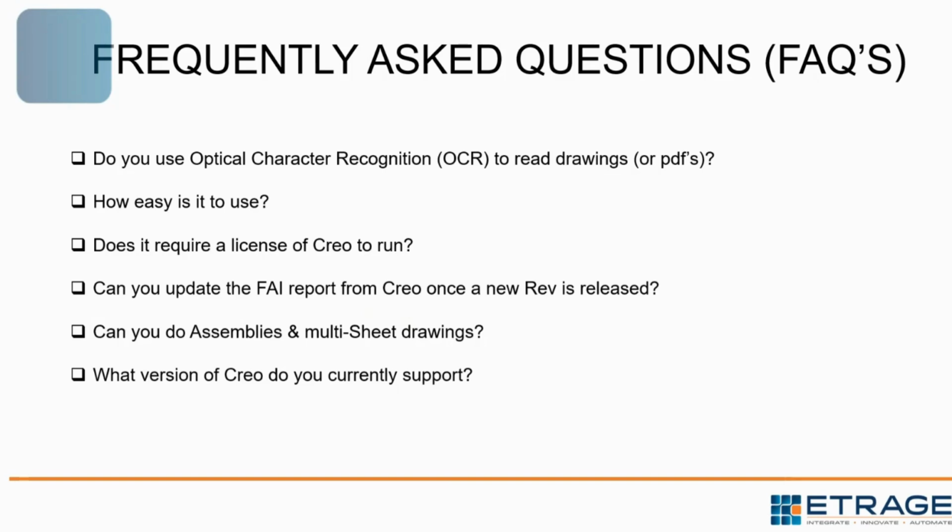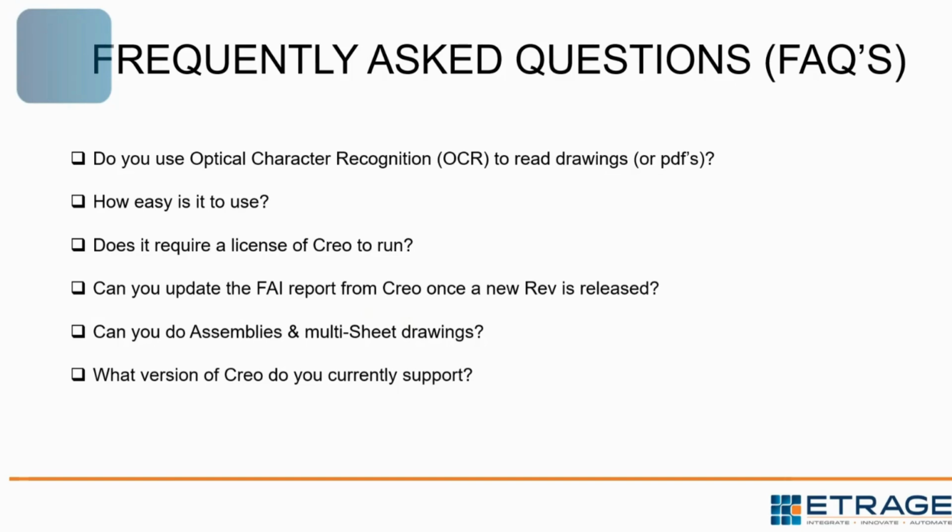And then the next question says, can you do assemblies and multi-sheet drawings? The answer to that is a resounding yes. Like I showed earlier, it keeps track of what drawing sheet you're on. So we could have assembly drawings and also multi-sheet drawings where the assembly drawing is on sheet number 1, and if there are 100 different components, they are on sheets 2 to 101, each of those sheets with their individual drawings. We can grab all that data from all those sheets.